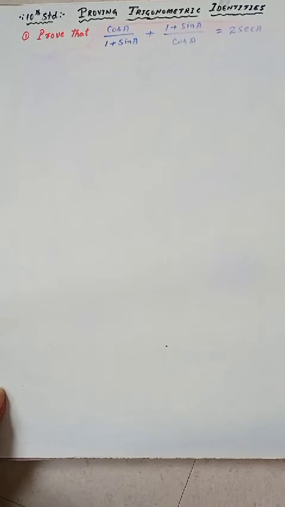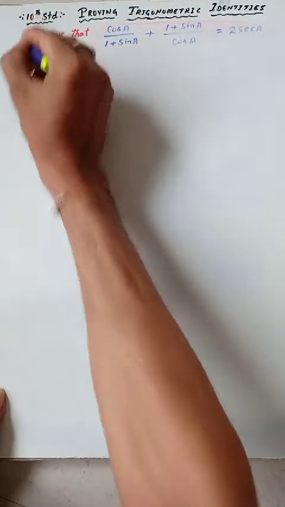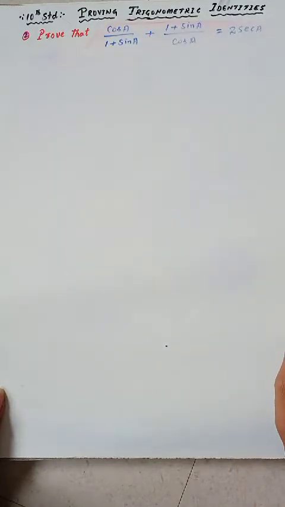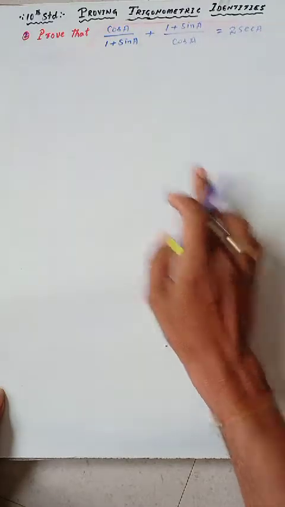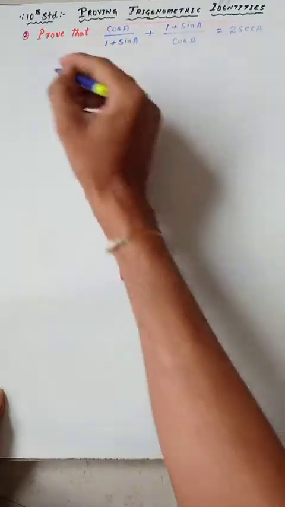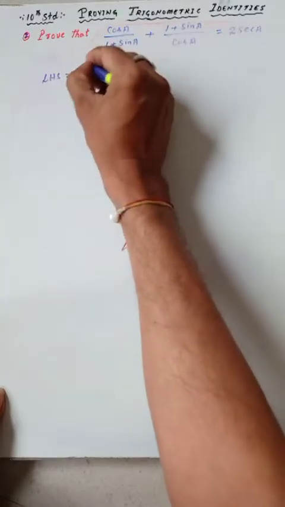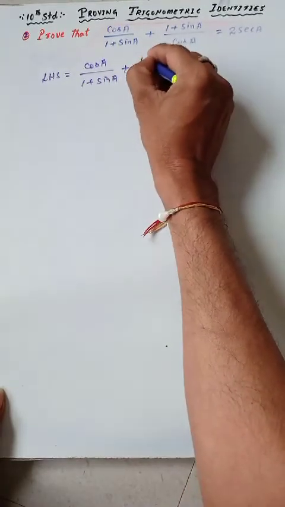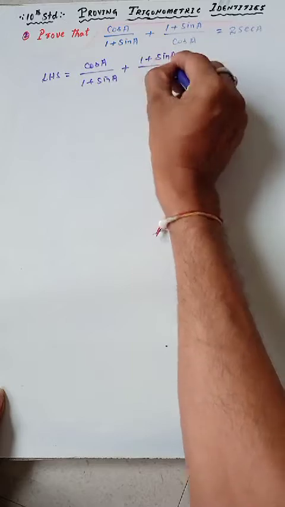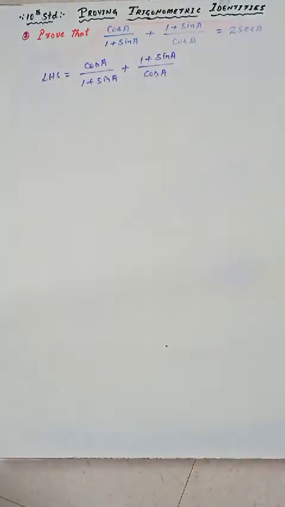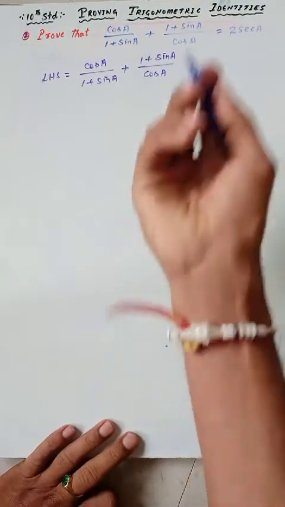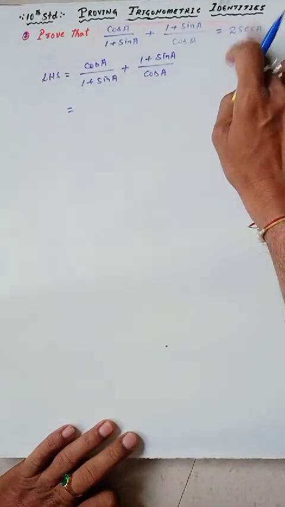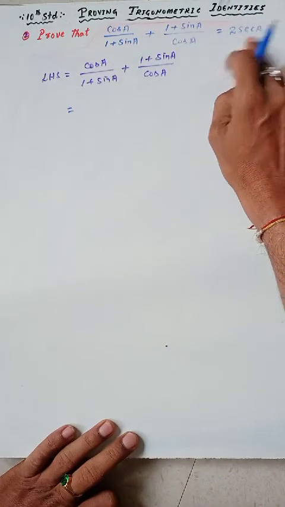Look at this identity. One more identity here. So that is the second one. Cos A by 1 plus sin A plus 1 plus sin A by cos A is equal to 2 secant A, we have to prove. So here you see in the LHS we have cos A by 1 plus sin A plus 1 plus sin A by cos A. Here it is usually very easy, no? It is in cos and sin only. Therefore we can take this LHS, and simply we have to prove it as 2 secant A, no?